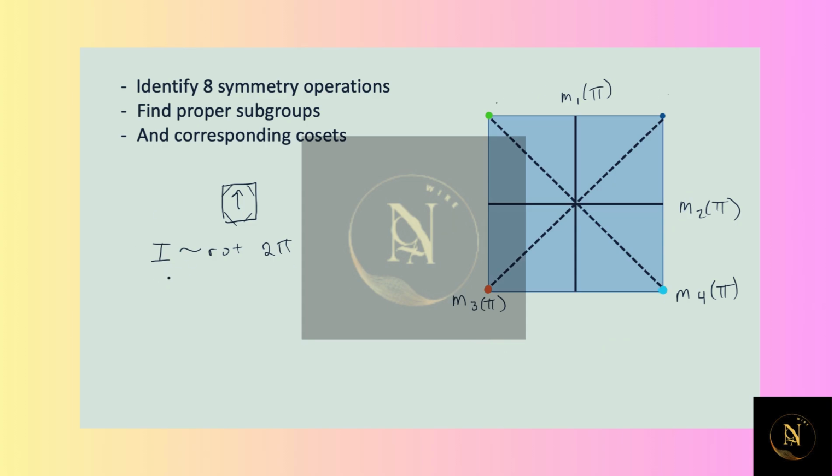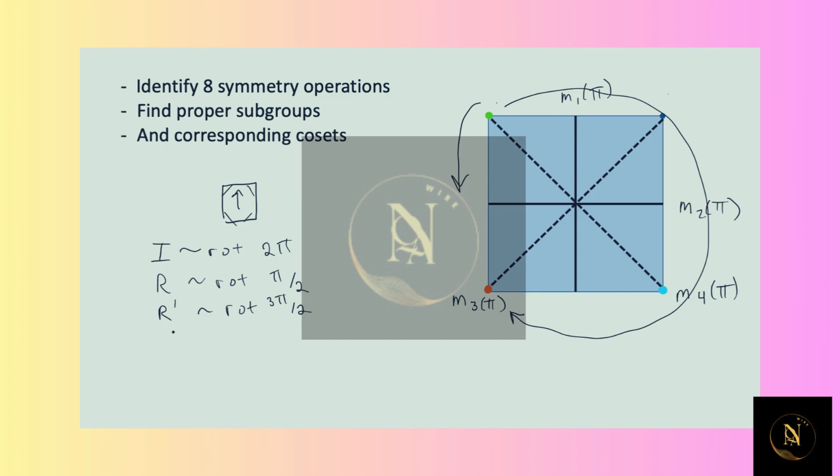We're also going to have, and I'll label the rotation R, a rotation by pi over 2. So that's moving this green dot over here, just rotating the square. And I'll do R prime, which is a rotation by 3 pi over 2. That would be taking this green dot all the way this way, which we could also think about as a rotation by pi over 2 the other way.